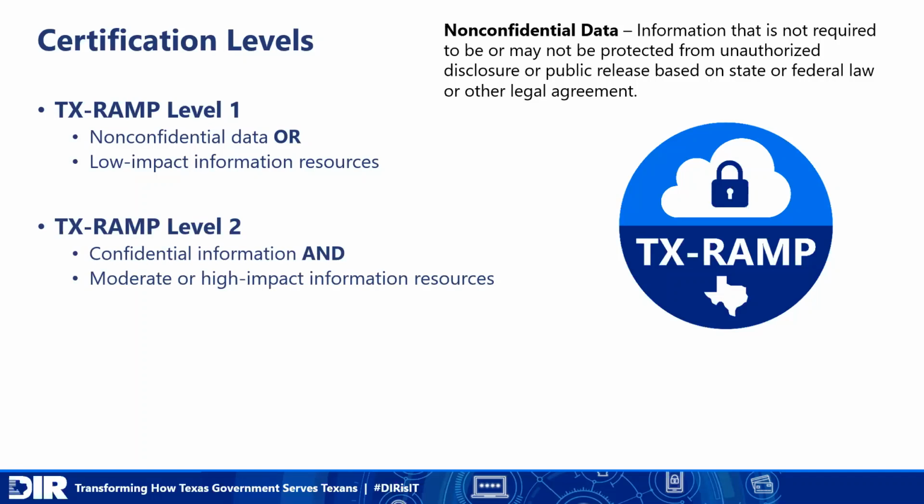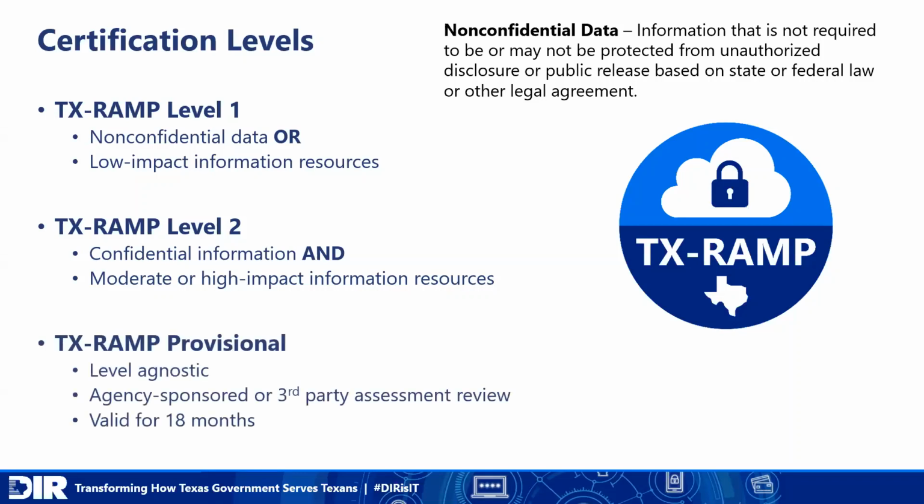And then Level 2, that is aligned with the moderate baselines from NIST, and it's for the cloud services that process, store, or transmit confidential information and have been designated as either moderate or high impact information resources, which means those are information resources that either pose a significant or catastrophic risk to your organization if there was a compromise of the CIA attributes. And again, I'll get into a little bit more detail on impact levels in a moment. And then there is a third category that is intended to help us bridge the gap between our timelines with compliance requirements while also leveraging existing risk assessment efforts that have been underway within your organizations and the third parties.